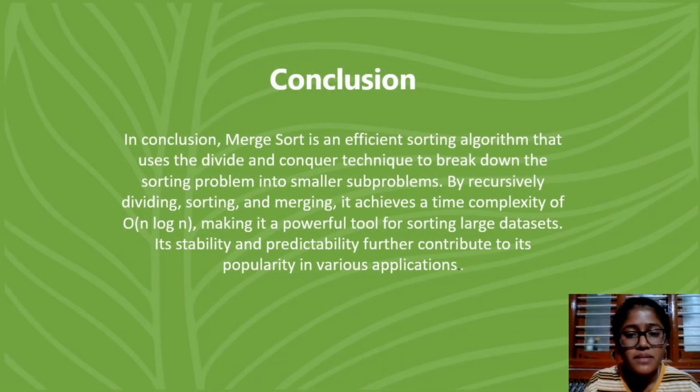So I would conclude that merge sort is an efficient sorting algorithm that uses the divide and conquer technique to break the problem down into smaller subproblems by recursively dividing it, sorting it, and merging the achieved outputs into one single output. It achieves a time complexity of big O of n log n, making it a powerful tool for sorting large data sets. Its stability and predictability further contribute to its popularity in various applications.